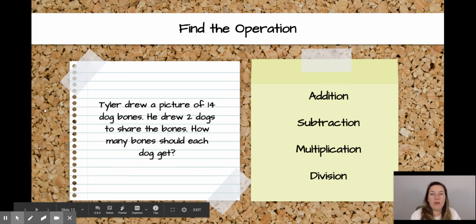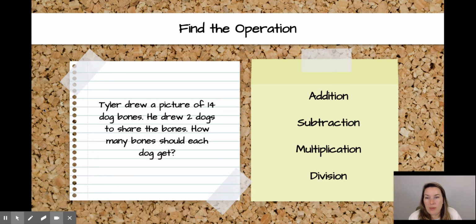Tyler drew a picture of 14 dog bones. He drew 2 dogs to share the bones. How many bones should each dog get?